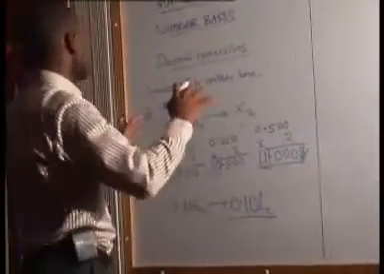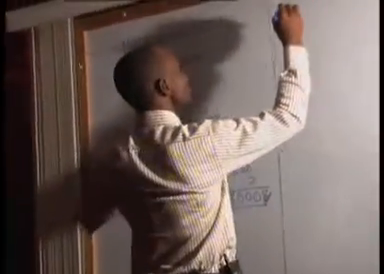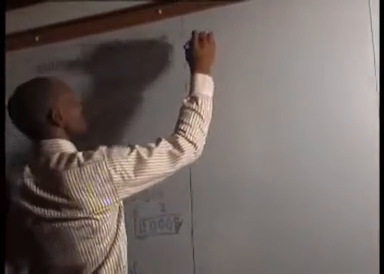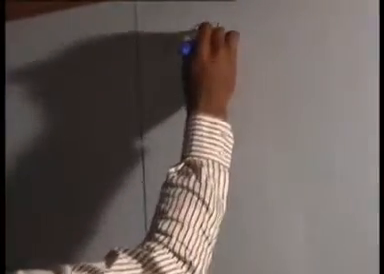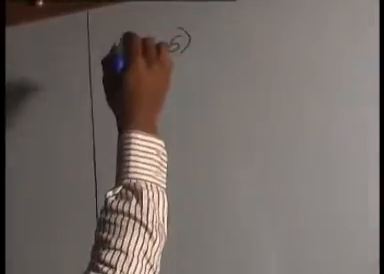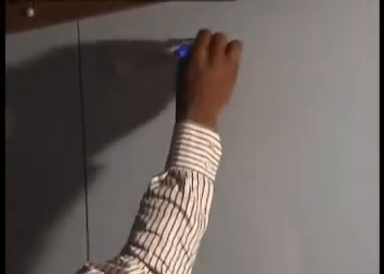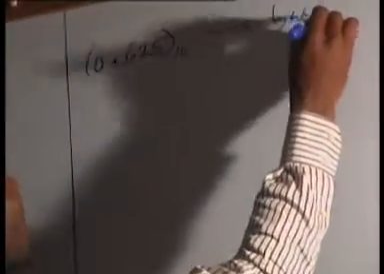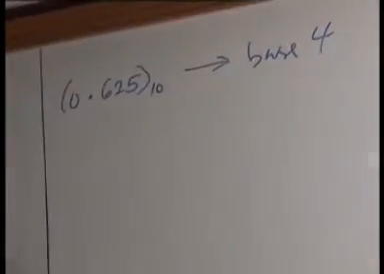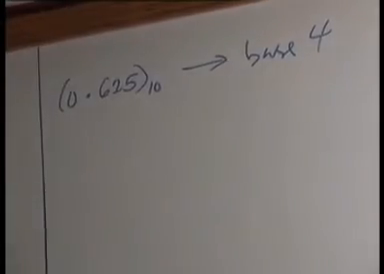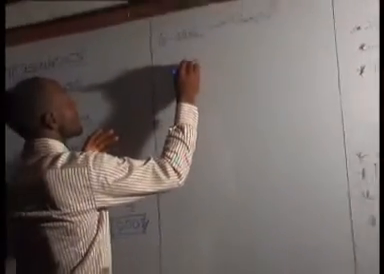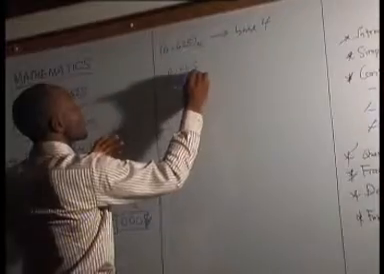Let me take one other example. Assuming it is 0.625 and we are trying to change it to a number in base 4. What do we do? Your normal multiplication, 0.625 times 4.